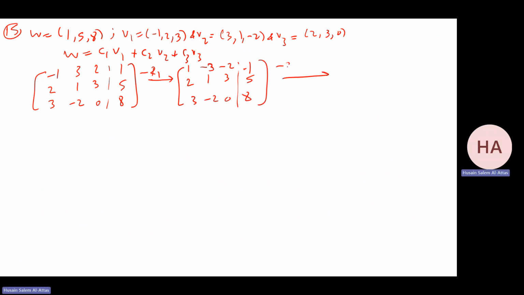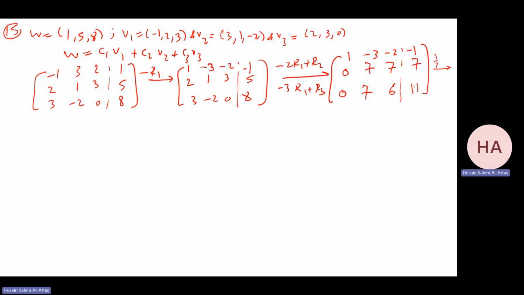Now multiply minus 2 R1 plus R2, minus 3 R1 plus R3 to get what? 1, minus 3, minus 2. This is minus 1. This will be 0. 6 plus 1, that will be 7. 4 plus 3, that will be 7. 2 plus 7, that will be 9. Yeah, I think we did it before. It's okay. That will be 0. Minus 3, 9 minus 2, that will be 7. Minus 3, 6 plus 0, that will be 6. Minus 3, that will be 11.